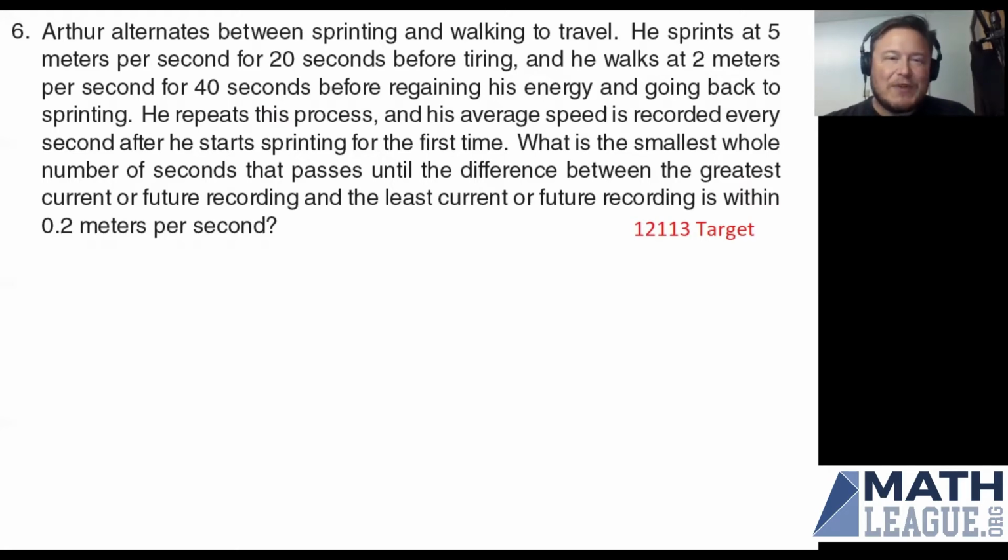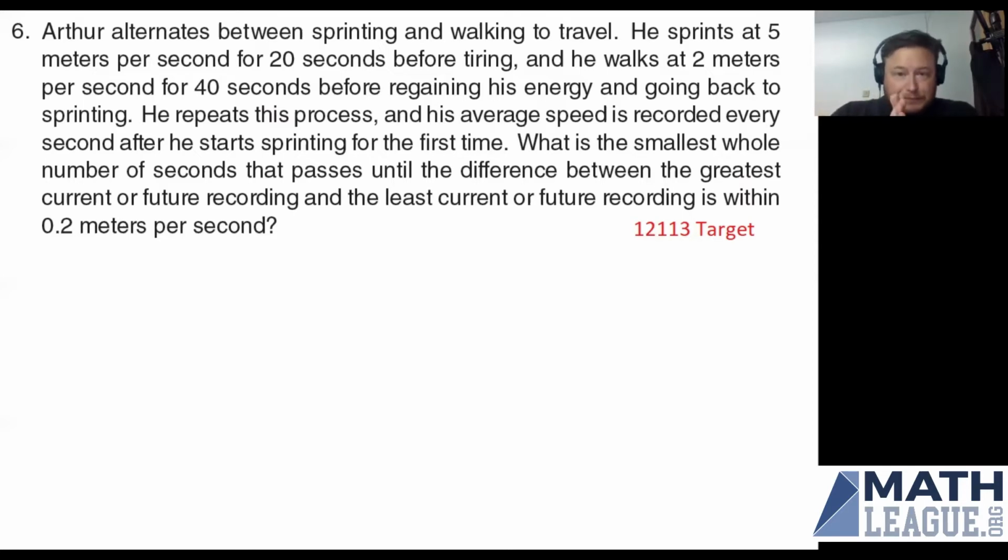All right, so here's the deal with this problem. We've got this guy who's going to start off running at 5 meters per second for 20 seconds. Then he's going to slow down to 2 meters per second for the next 40 seconds. And he's just going to keep going back and forth. We are calculating his average speed at any point along this entire journey. And then we've got to do stuff with it. But basically, that's what's happening.